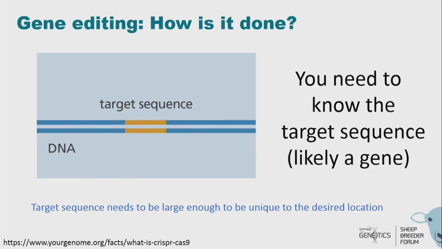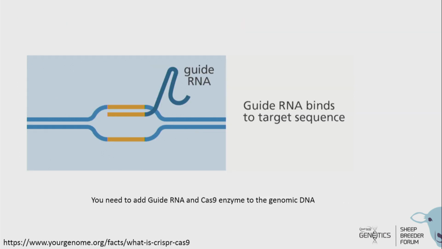You have to take that strand of a genome, and you have to know the sequence that you're interested in changing. And that's quite possibly a gene that you want to change, so you need to know that target sequence, so you have to have done some next generation sequencing. And that target sequence needs to be large enough so that it's unique. If you only have a small sequence, then it will occur in lots of different parts of the genome, so you have to make it big enough so that it is unique to just one particular location.